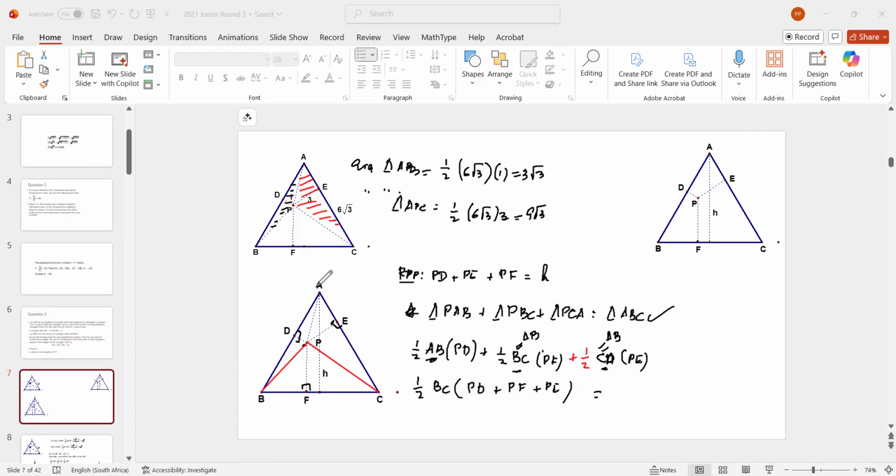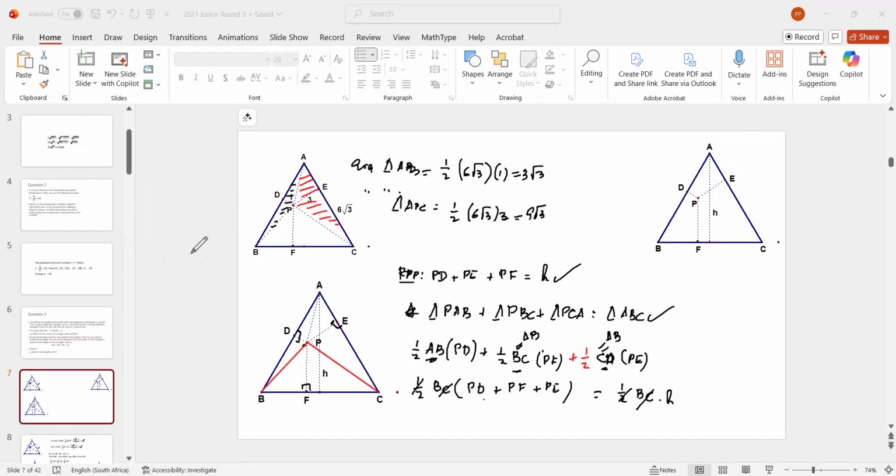But this is equal to the area of this triangle here, the entire triangle, and that's half base. The base is BC times the height, which is H. Now you can see I can cancel the halves. I can cancel the BCs, and I will have PD plus PE plus PF is H. That's exactly what I wanted. That the sum of these three distances is equal to the height of the triangle. Okay. So that actually allows us to calculate.